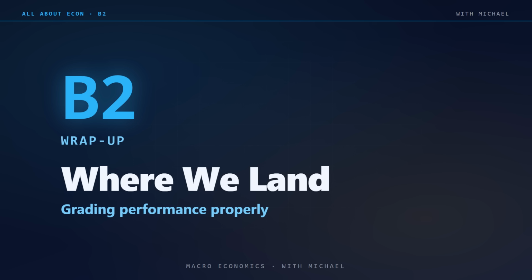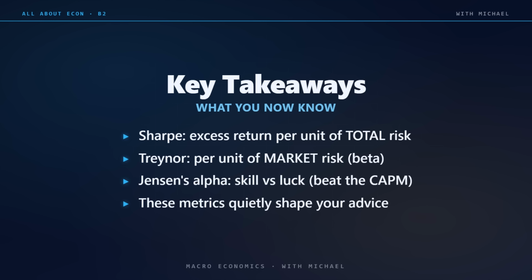Conclusion. We have turned return per unit of risk into real, usable tools. The Sharpe Ratio measures excess return per unit of total risk. The Treynor Ratio, per unit of market risk for the diversified investor. And Jensen's alpha reveals whether a manager truly beat what their risk level should have delivered, separating skill from luck.